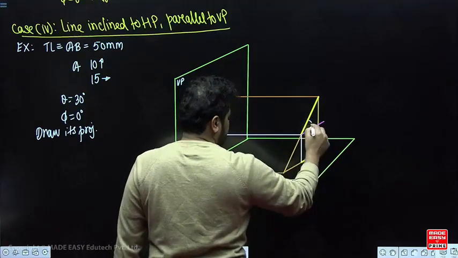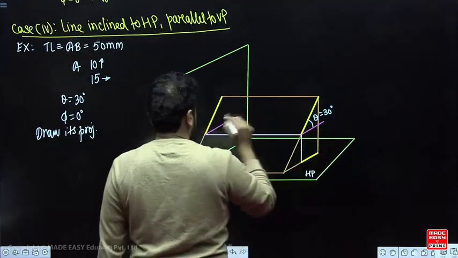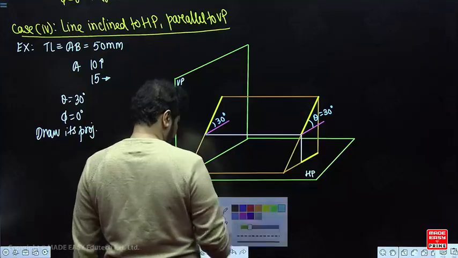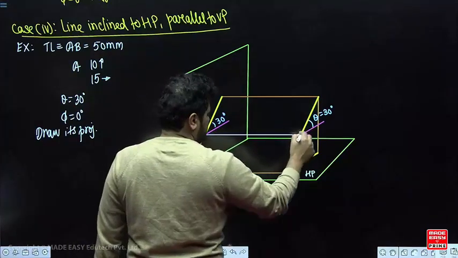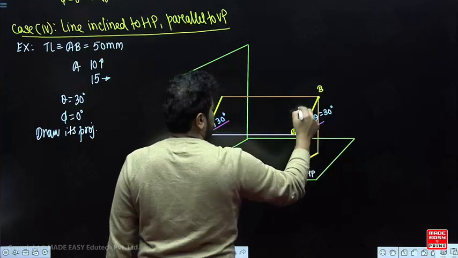So how much is this angle? So this angle is theta. How much? It is 30 degree. So this angle is how much? It is also 30 degree. ठीक. So this is your A and this is your B. This is the true length.